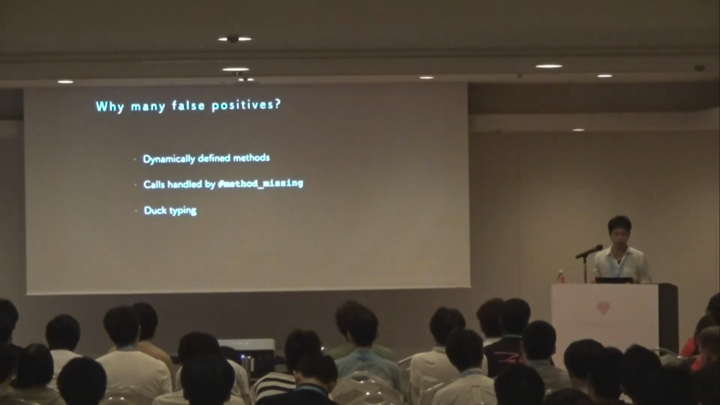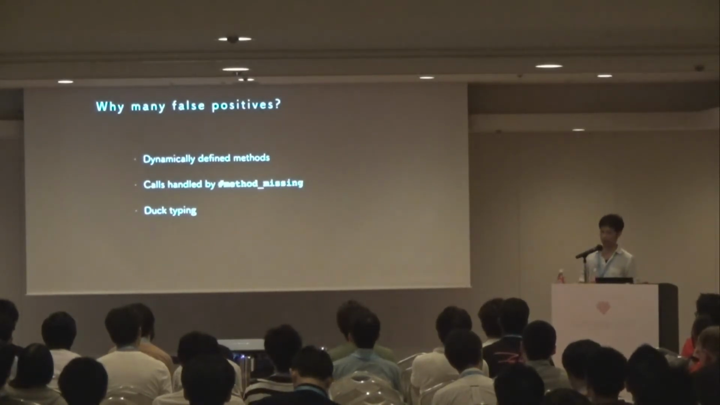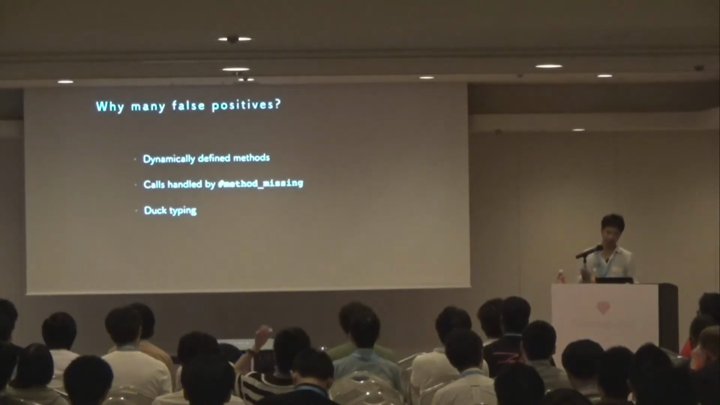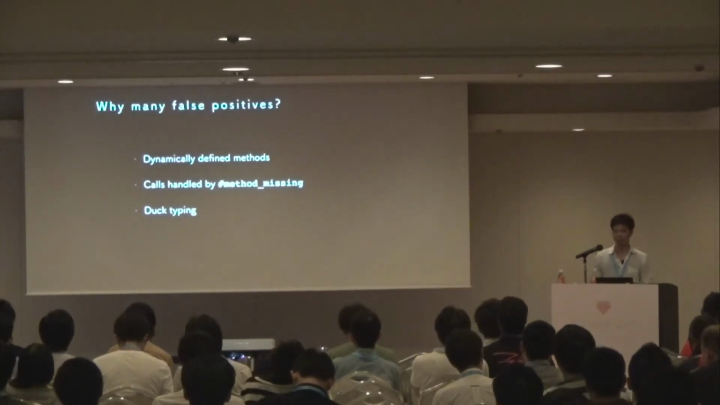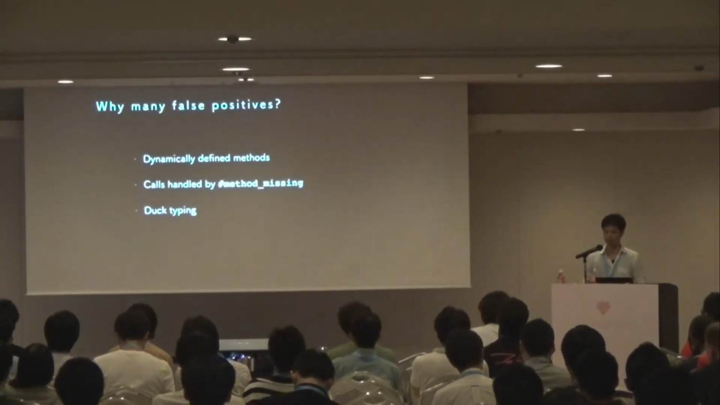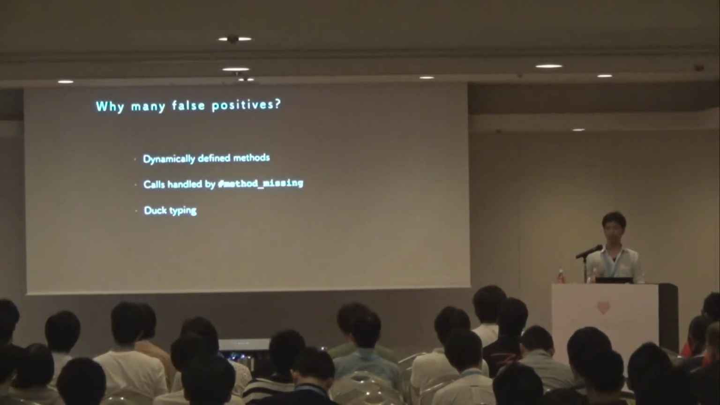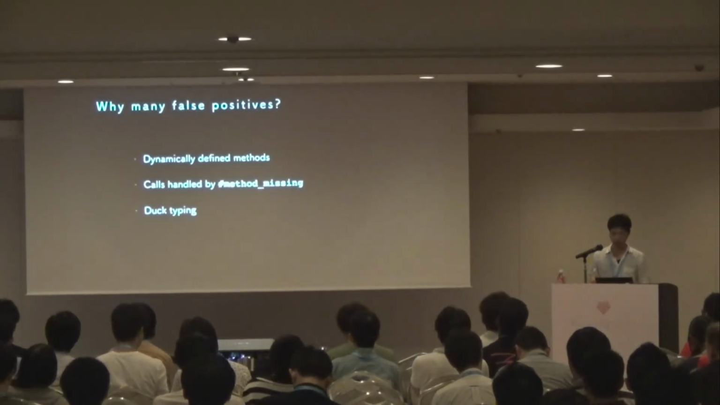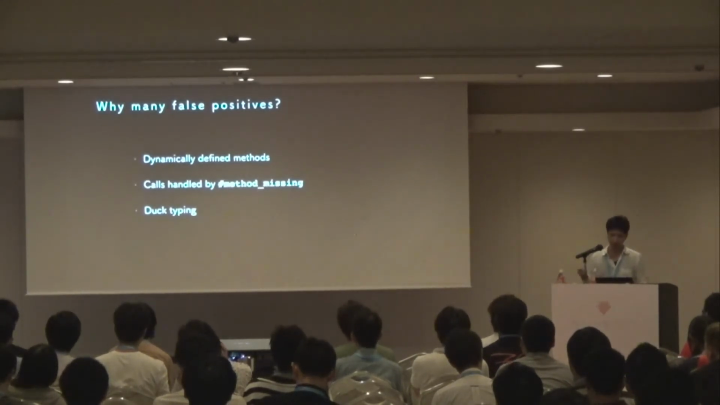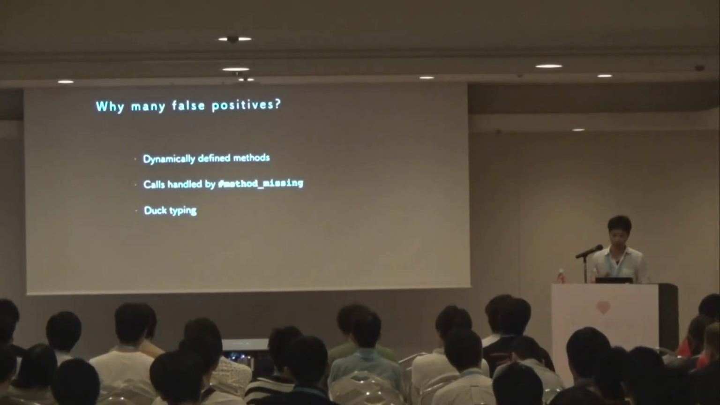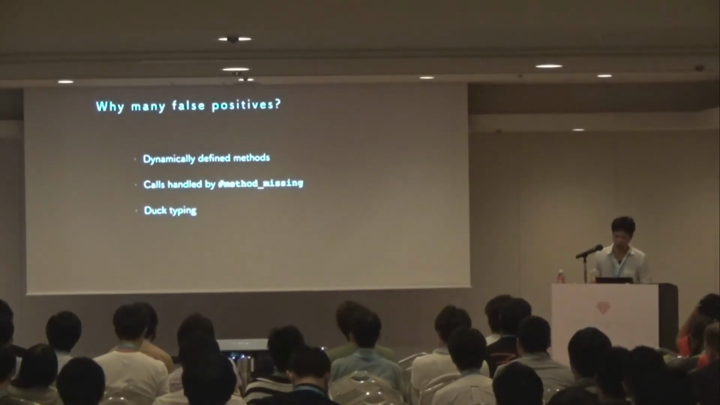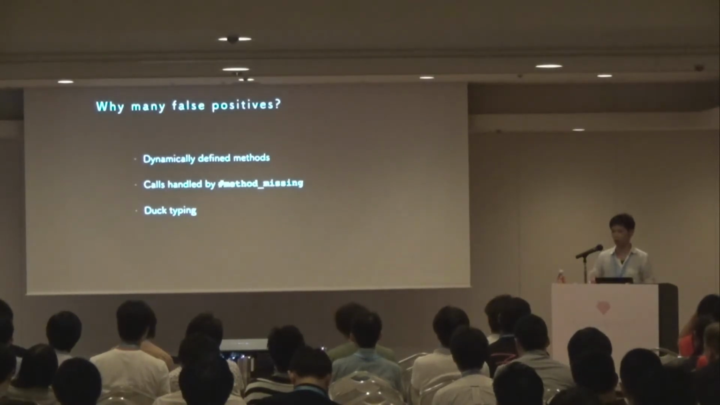So why does it have too many false positives? Again, dynamically defined methods. Let's say you have has_many :users, and then that's going to be dynamically defined. ActiveRecord dynamically defines all the methods when you talk to the database for the first time, by talking to the database and getting table definitions. And right now, it's not aware of method calls handled by method_missing. This is also hard to detect.